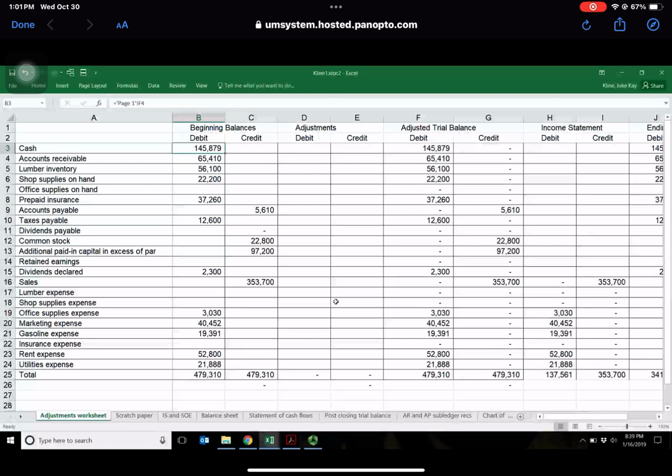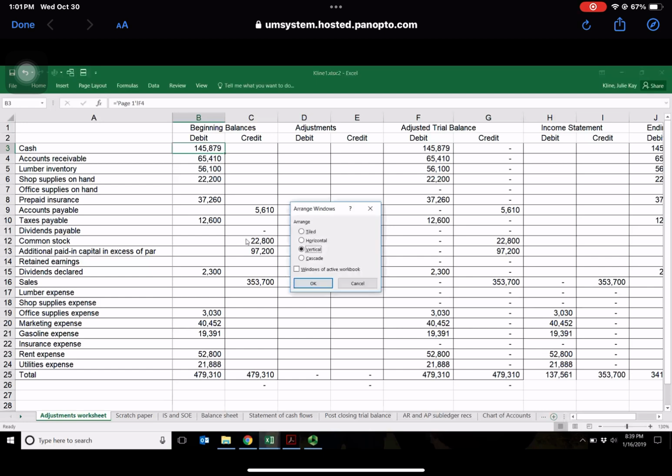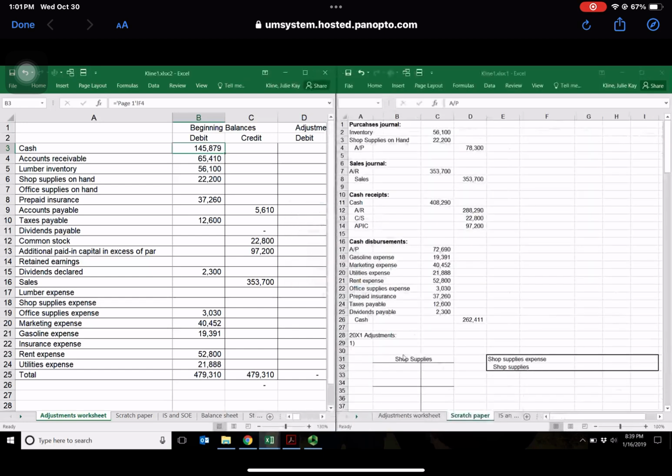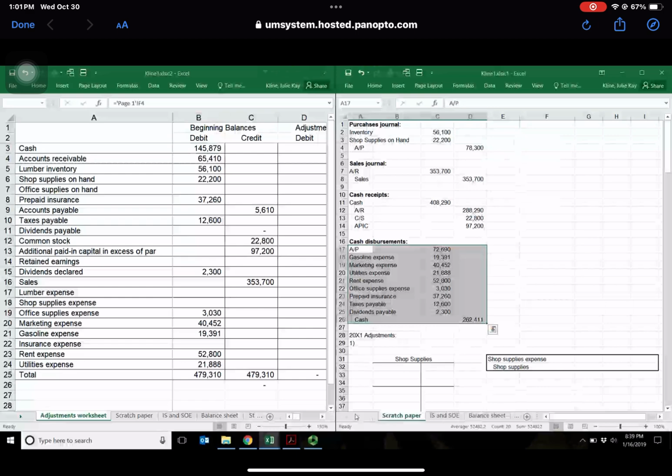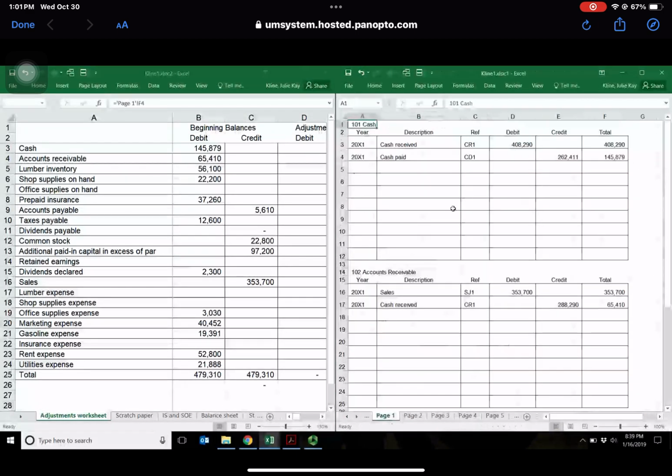So cash, wherever cash is, before you do adjustments, after you get all your journals posted, you're going to go to the cash account. I'll arrange these. Go to the cash account, page 1, and pull that number. The best thing to do is to cell reference. Grab your ending balance for cash where it is. You're going to do that for all your accounts.